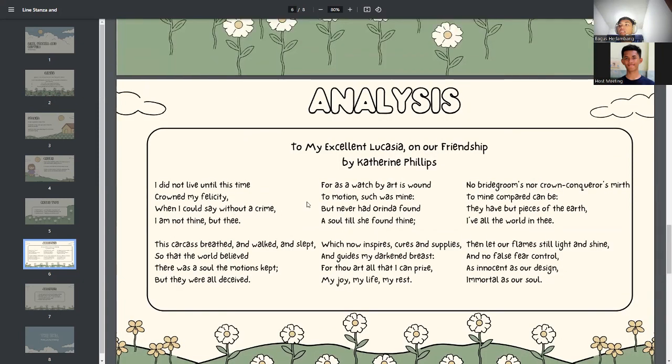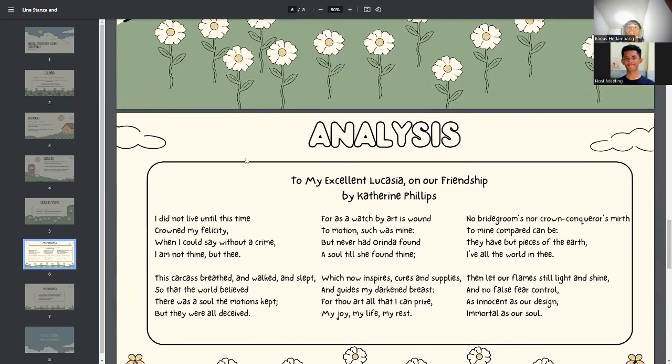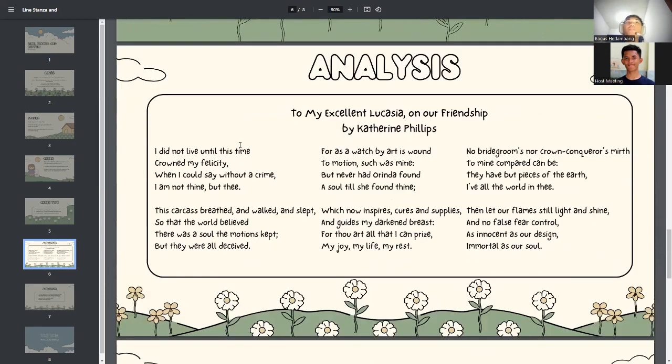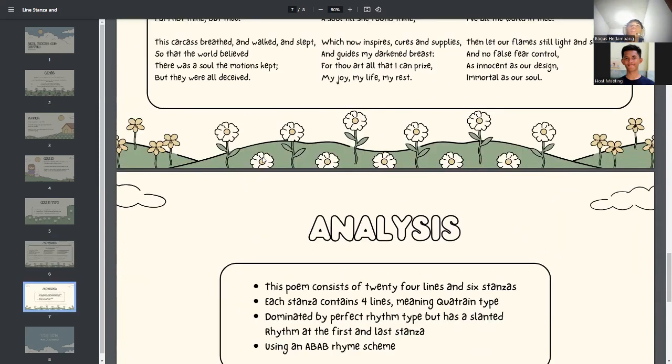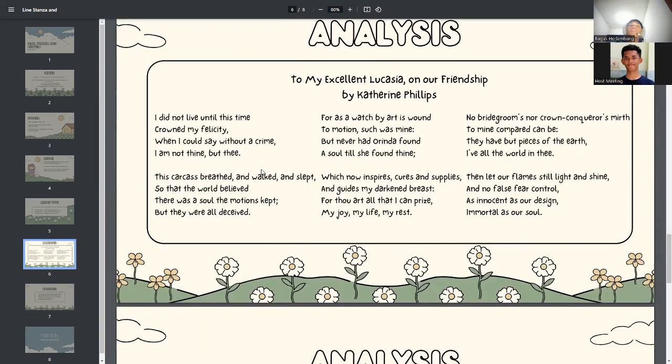Now, the second rhyme type is actually slanted rhyme. As you can see, it's in the first stanza, and there's also one in the last stanza. Basically, this is the example: time, felicity, crime, and thee. Although the words and syllables are different, the ending of the word, the vowels and the consonants, creates the same sound as the E vowel would.